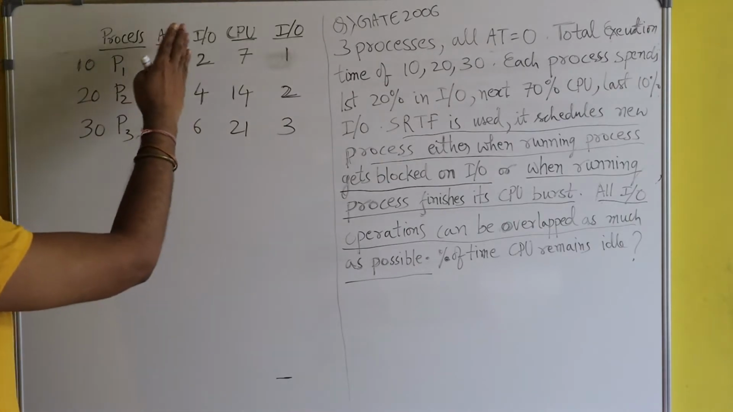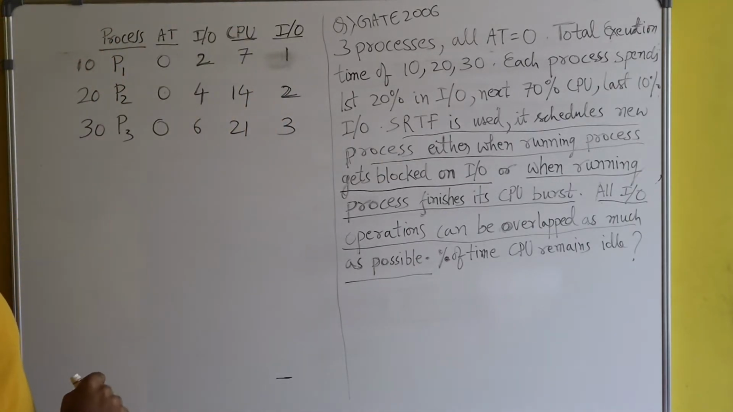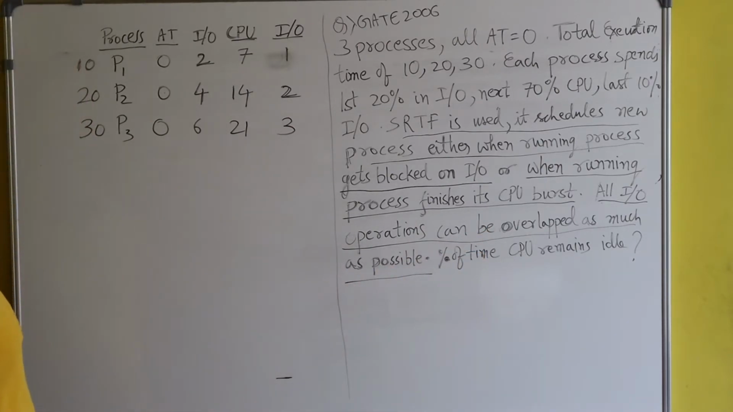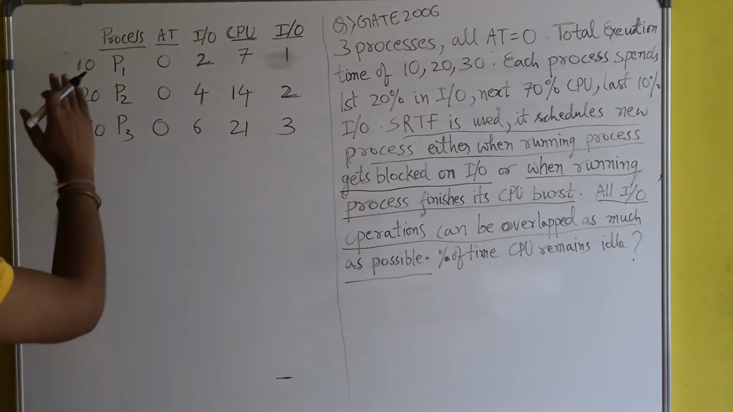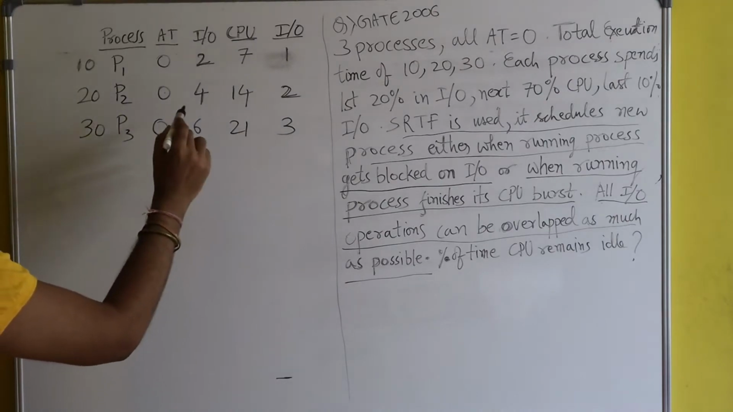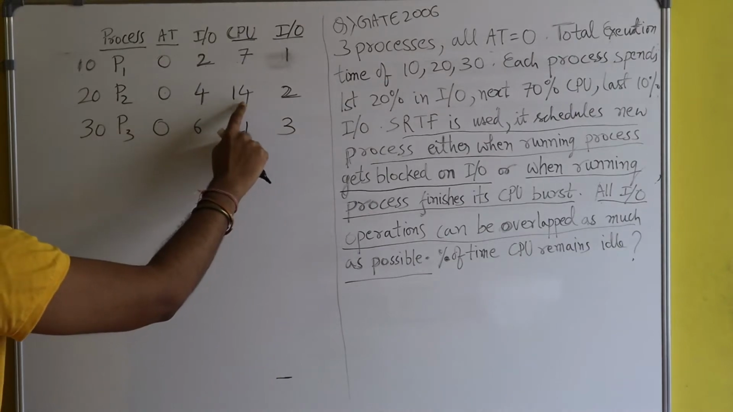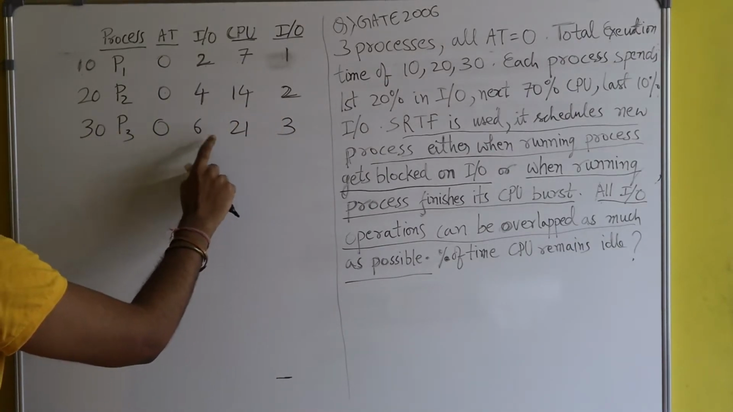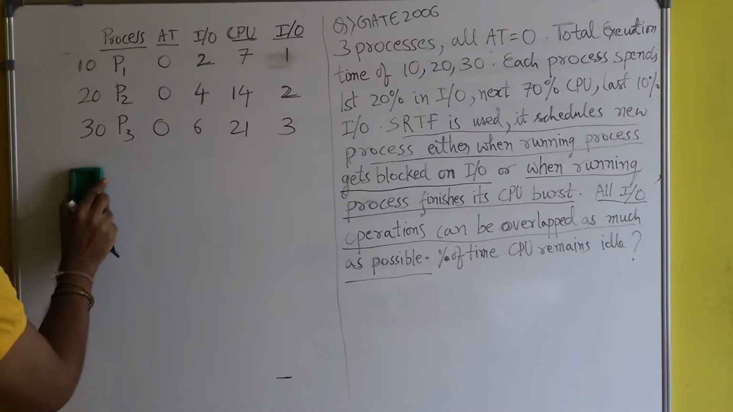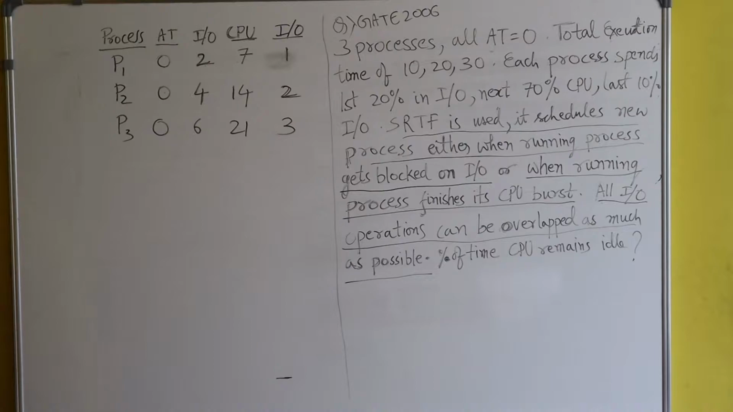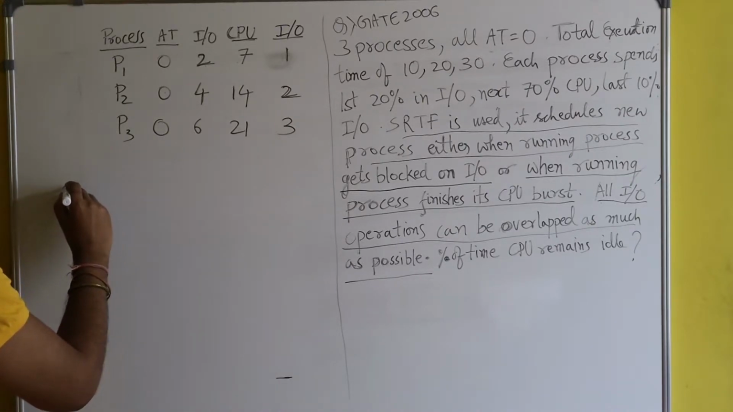From this table we will find out what exactly they are asking. Now forget about the execution time, because the execution time has been divided into three parts: 10 is divided into 2, 7, 1; 20 is divided into 4, 14, 2; 30 is divided into 6, 21 and 3. So just forget this part. Now let's solve. Just listen very carefully. Let's draw the Gantt chart here.